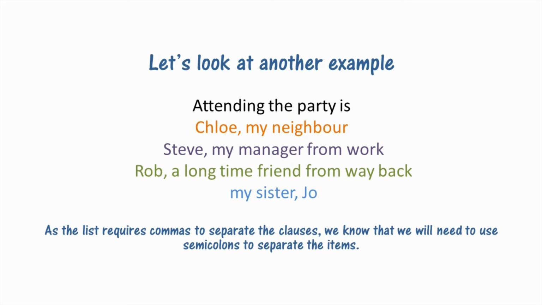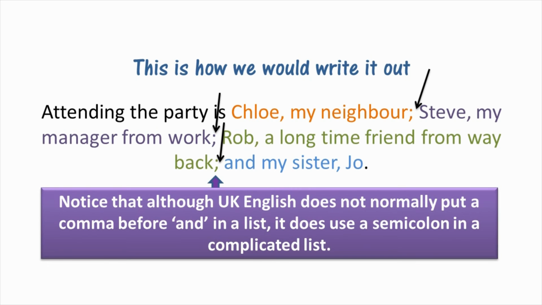To help us understand the point, let's look at another example. In this sentence, we're going to use a list of people attending a party. Chloe, my neighbour; Steve, my manager from work; Rob, a long-time friend from way back; my sister, Jo. As this list requires commas to separate the clauses, we know that we will need to use semicolons to separate the items. This is how we would correctly punctuate that sentence.